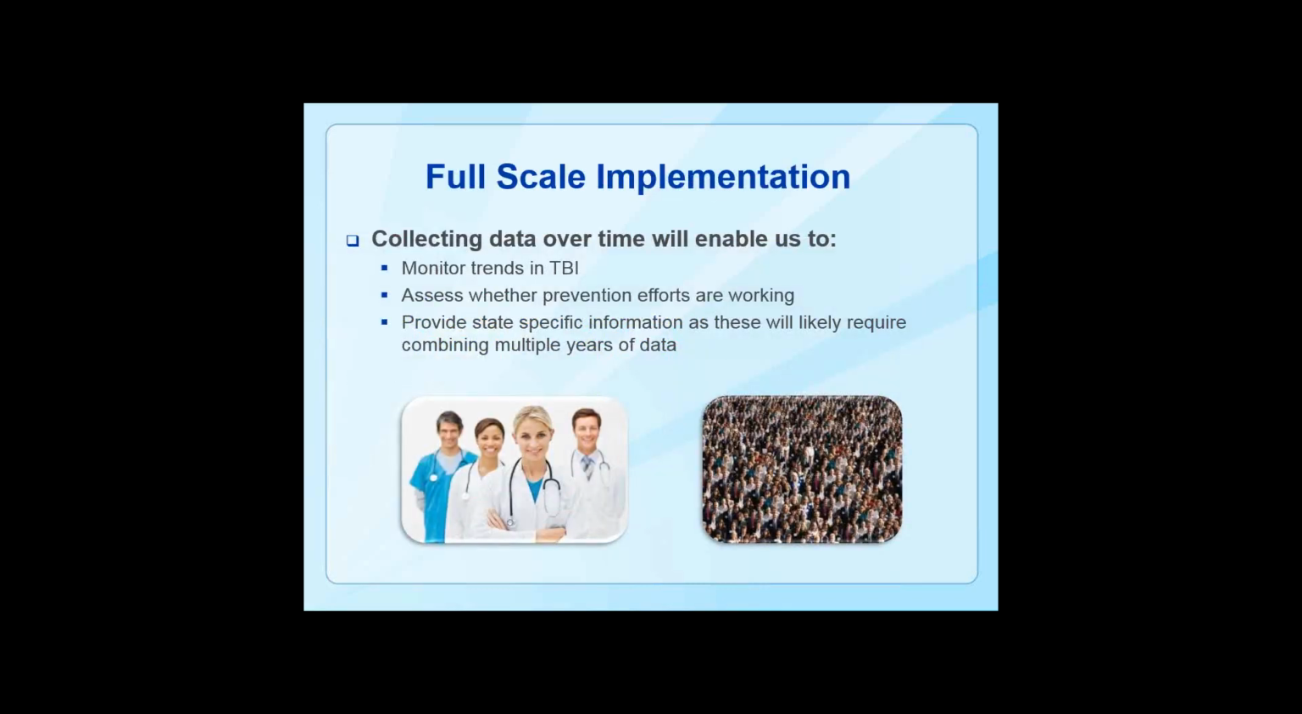To look into the future, as noted on the last square on the previous slide, once the system is in place, we will be able to analyze trends over time and we'll have evidence of whether our prevention efforts are effective. And once enough data is collected, we'll be able to provide state-specific information. This will require combining multiple years of data due to sample size. We will need more than 1 year to provide estimates at the state level because of sample size and the incidence of TBI. We would need enough information for each state to have stable estimates.